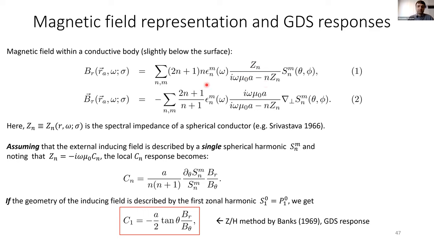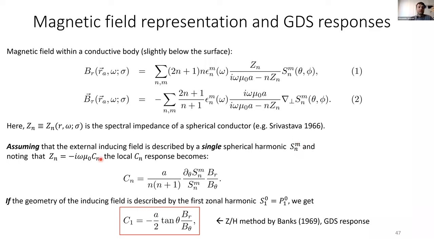And there are some other things here which are not important at this point. But this spectral coefficient is a function of radius, frequency, and conductivity. And it's something that has been known for a pretty long time. Now, assume that your external field consists only of a single spherical harmonic. So the whole field can be described by a single spherical harmonic function of degree n and order m.